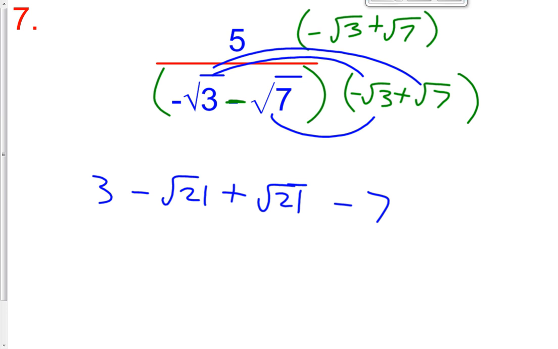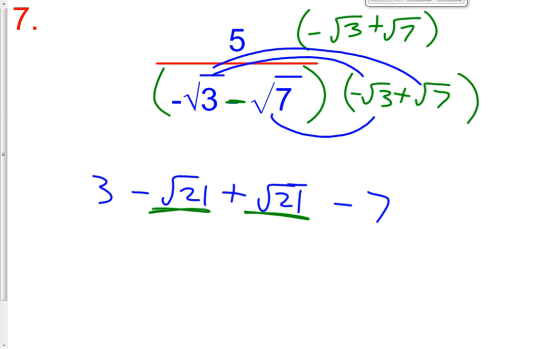Now look at what happens here, class. We have a negative square root of 21 and a positive square root of 21. I could combine like terms. I could add a negative 1 square root of 21 plus 1 square root of 21 and get 0 square root of 21s.